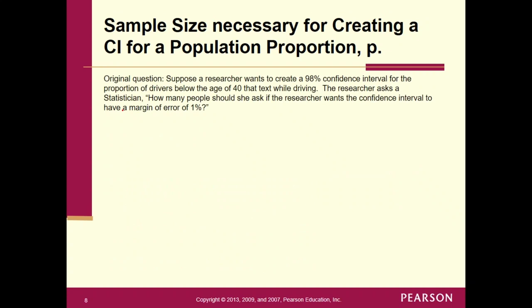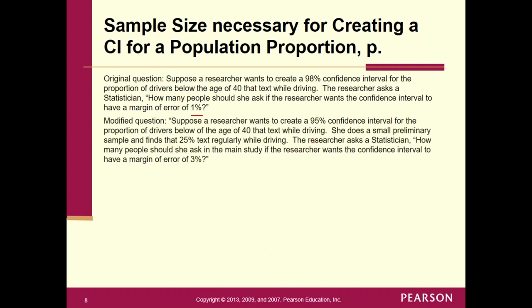Here was the original question. Remember, we had a 98% confidence interval, we had 1% here, and we didn't have any preliminary sample. So here's the modified question. Suppose a researcher wants to create a 95% confidence interval. That's a more typical confidence level anyway, so let's set it to 95% for the proportion of drivers below the age of 40 that text while driving. And she does a small preliminary sample and finds that 25% text regularly while driving.